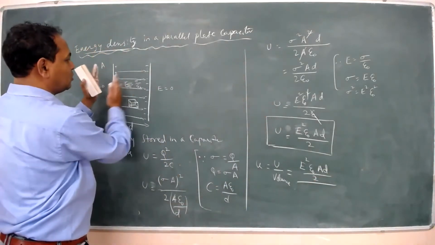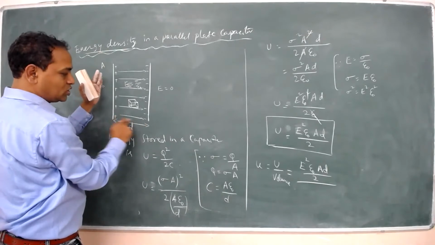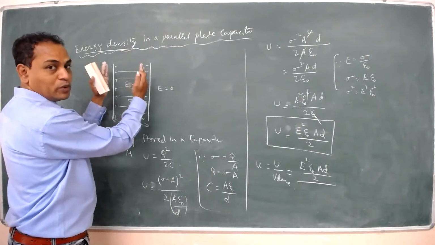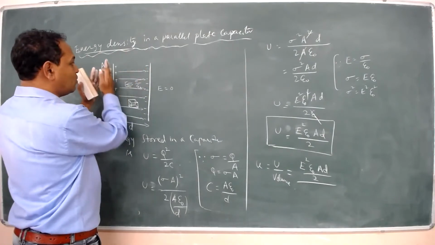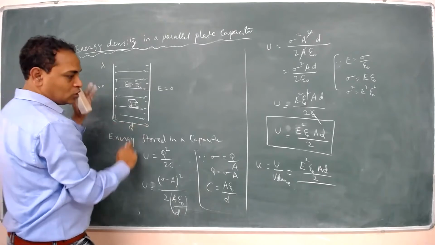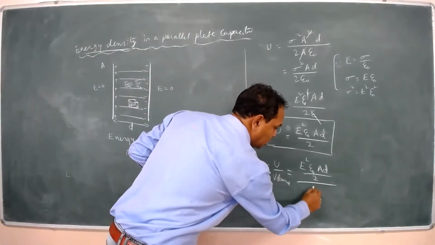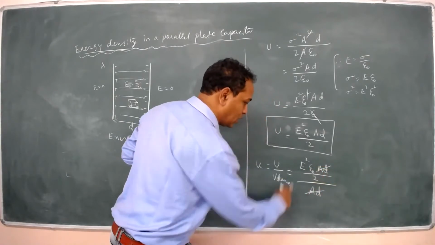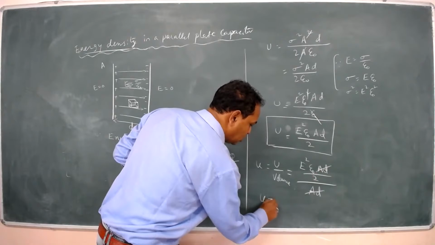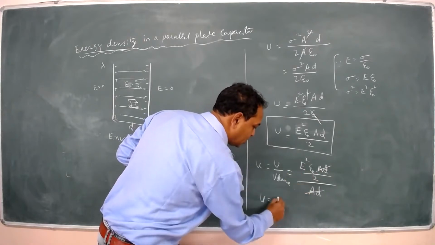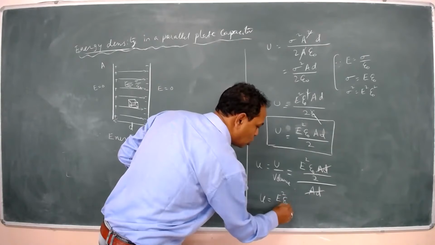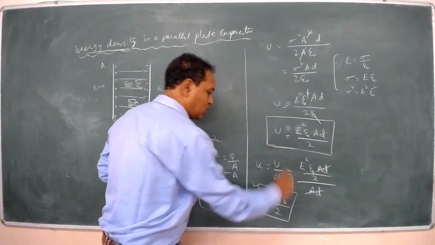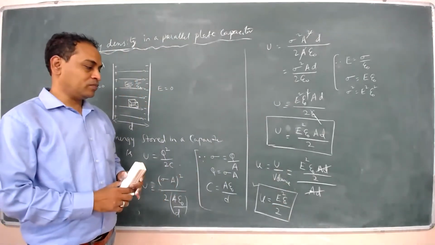Volume of this space is nothing but area into this distance. In between the two plates, how much volume is there? That volume is given by area into distance. So I can write here, this volume is nothing but area into distance. Therefore, area into D, this will get cancelled. Therefore, energy density is equal to, this is the expression, E square epsilon naught by 2.